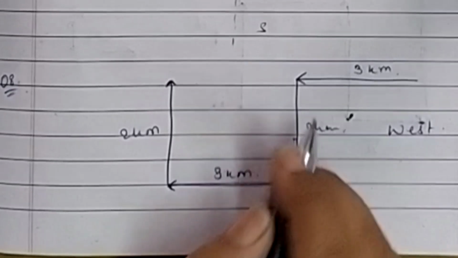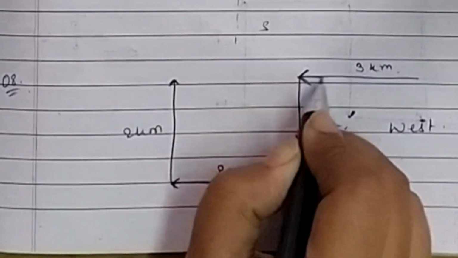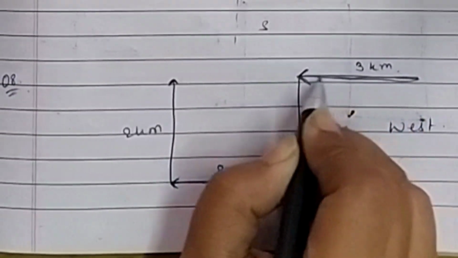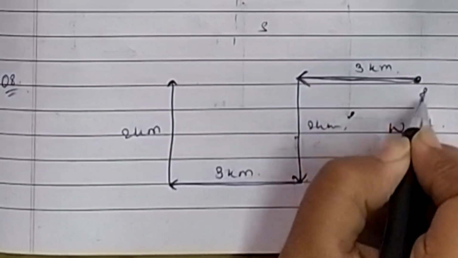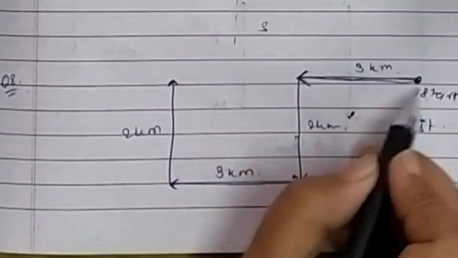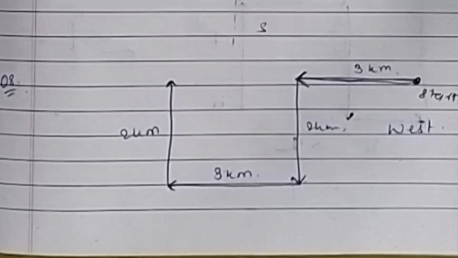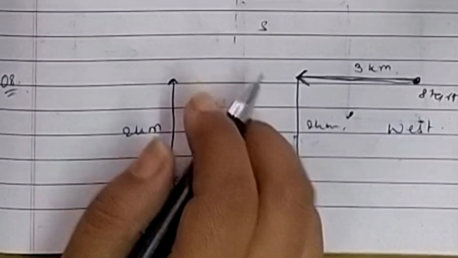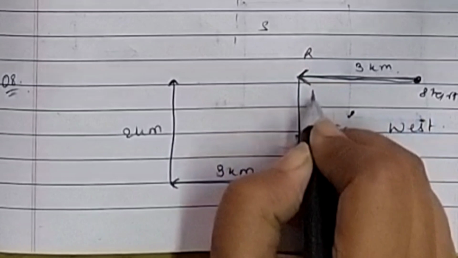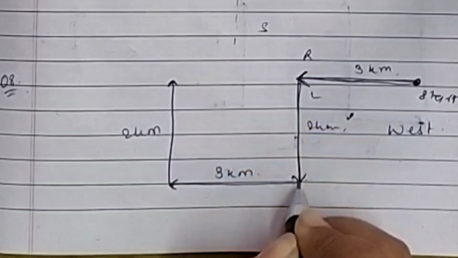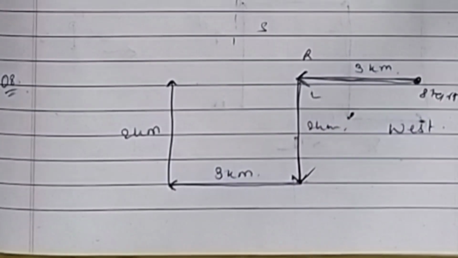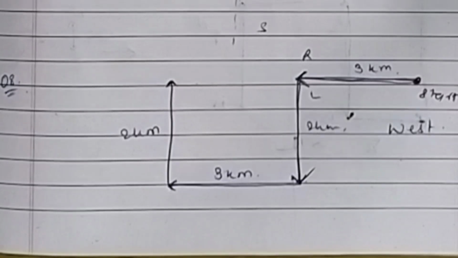So basically Ramesh walked 3 kilometers towards west. So we are considering this as a starting point, and from the starting point he has covered 3 kilometers in the west direction and turned to his left. So turning to his left by facing this will be the right and this will be the left, and here he has taken the left turn and walked for 2 kilometers.